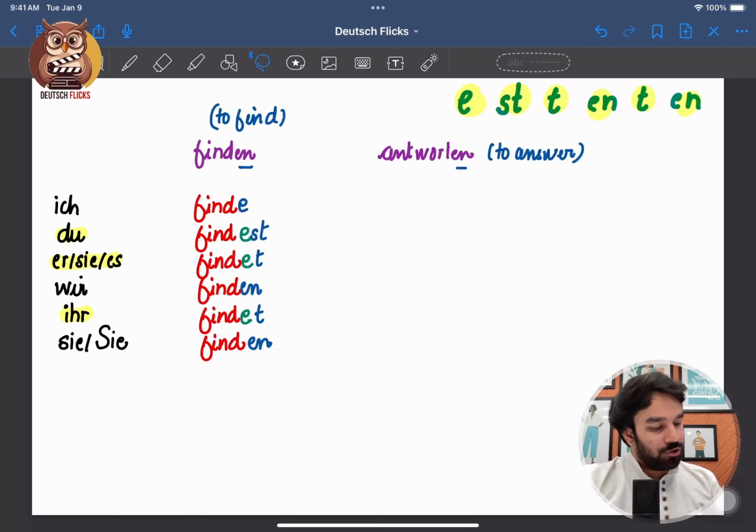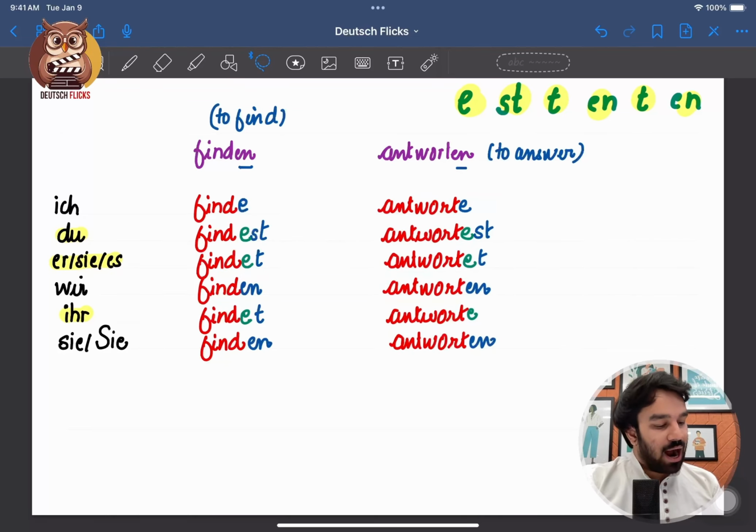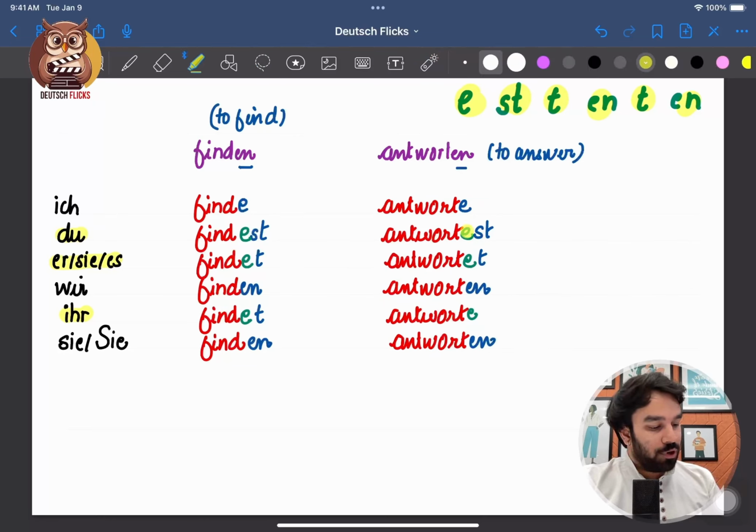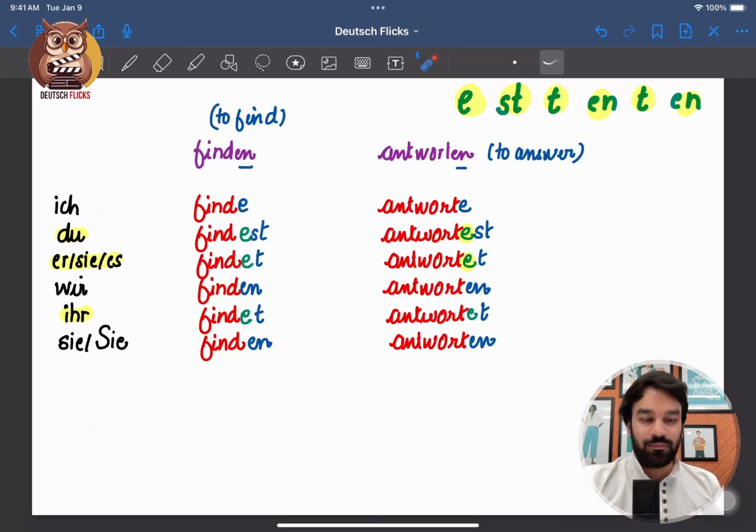Alright, so the conjugation of antworten: ich antworte, du antwortest. I hope you have added e here. Then er/sie/es antwortet, wir antworten, ihr antwortet. I forgot to add t. Sie antworten. Okay, so we have to add an extra e while conjugating with du, er/sie/es, and ihr.